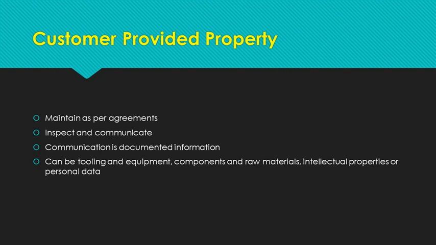Now let's talk about customer-provided property. You must take care of customer-provided property. Maintain the property according to agreements, store it adequately, and be able to identify it immediately. Customer property should be protected from damage and periodically inspected. The results of the inspection, including any lost or damaged material, must be reported to the customer. The communication with the customer as to the status of property is documented information.